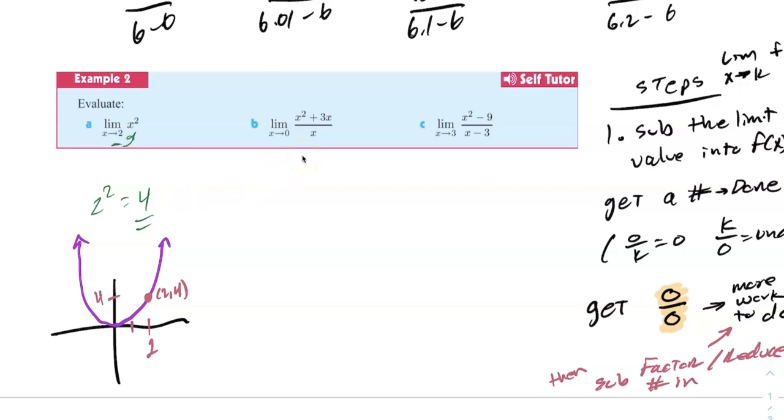When you plug it in, it doesn't work. When you substitute it in, it doesn't work, like the next one. I get 0 squared plus 3 times 0 over 0. I get 0 over 0 in this case. Right? That's the special case where you have more work to do.